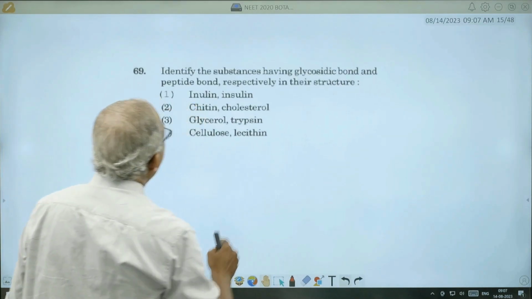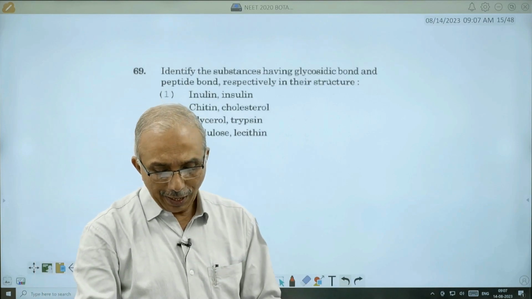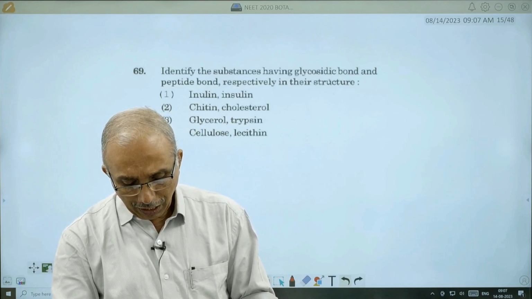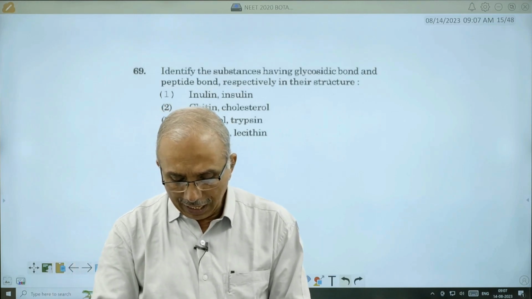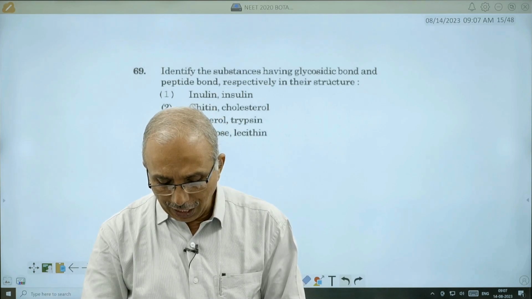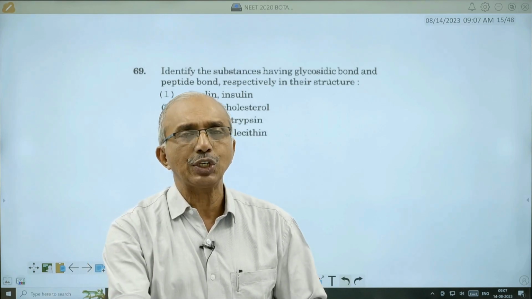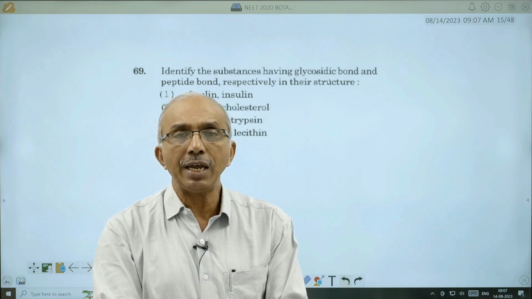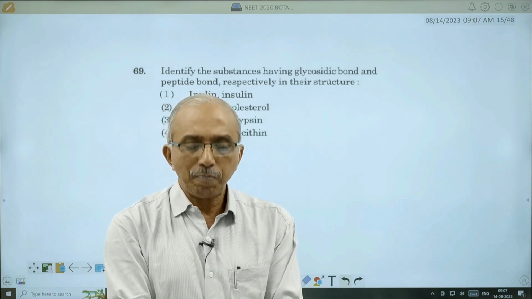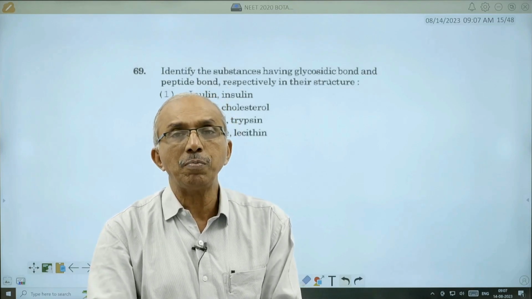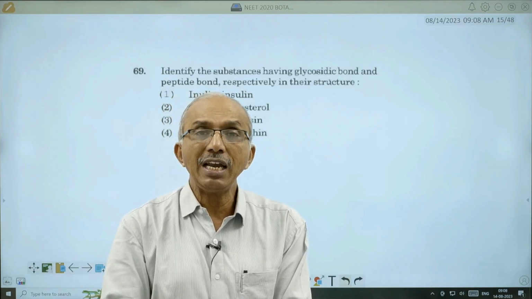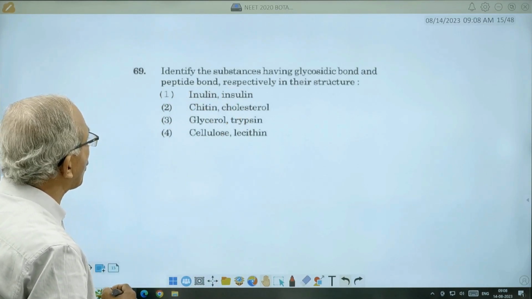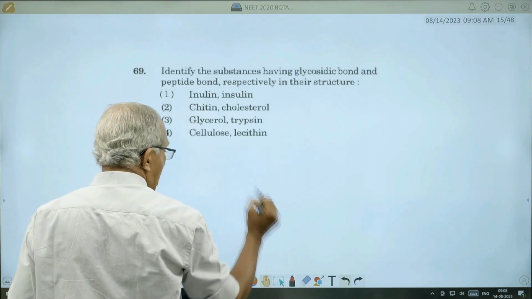Then identify the substrate. Identify the substance having glycosidic bond and peptide bond respectively in their structure. Glycosidic bond is found in polysaccharides and peptide bond is found in proteins. So we have to identify respectively a polysaccharide and a protein. Answer is 1.